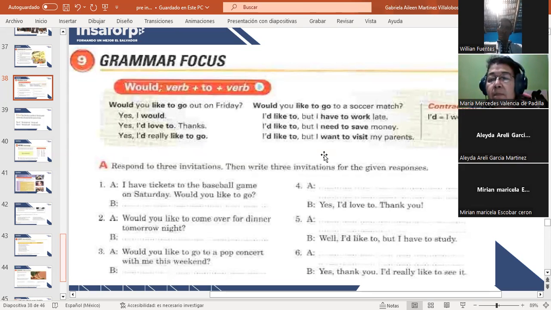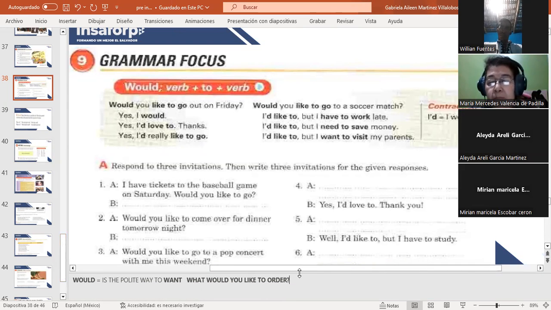I don't know if Juan Carlos can send a better image. Okay, let me see. In the first one, we have, so that is number one. Number one. I have tickets to the baseball game on Saturday. Would you like to go? I can answer.